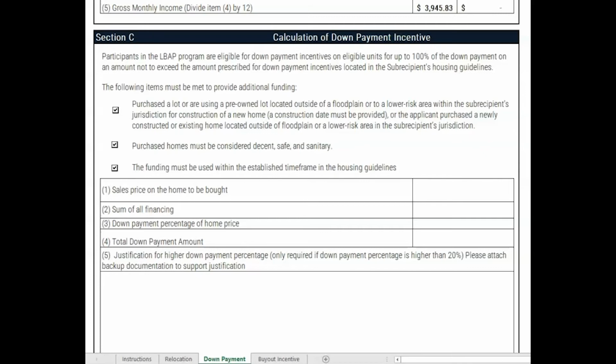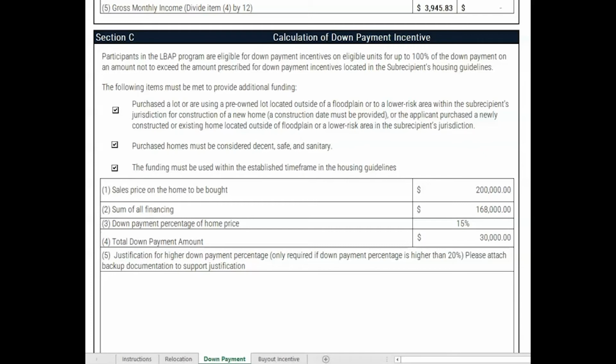Next, the applicant should justify the down payment amount requested on the home or lot. Applicant should input the sales price on the home to be bought. Then in number 2, applicant should input the amount that will be financed on the home. In number 3, applicant should input the percentage of the home price that the down payment will be. Then in number 4, the applicant should input the total down payment amount that will be paid on the home.